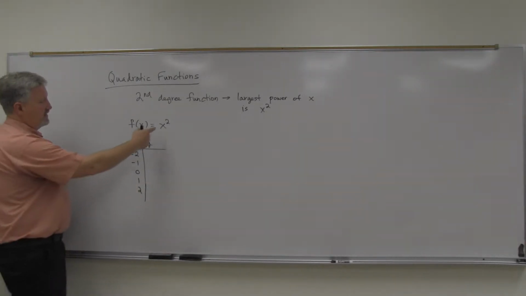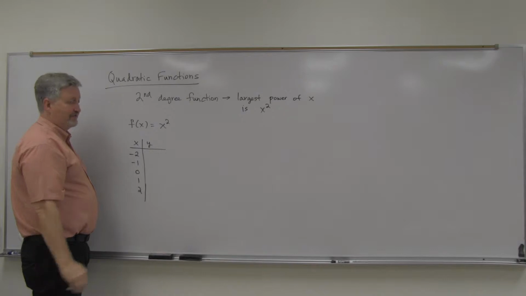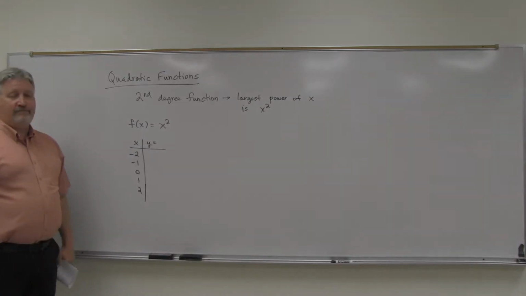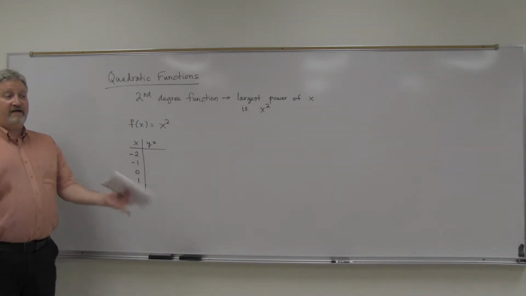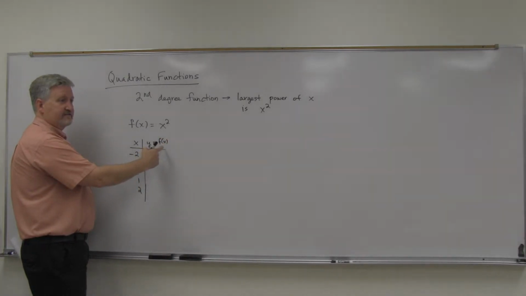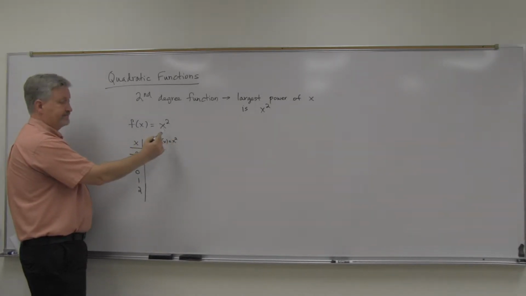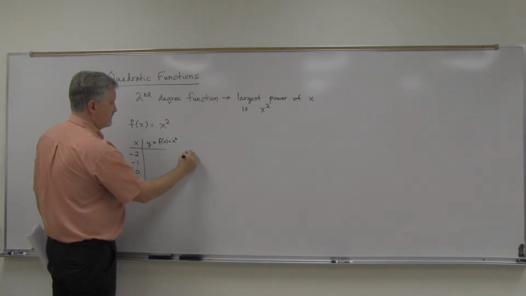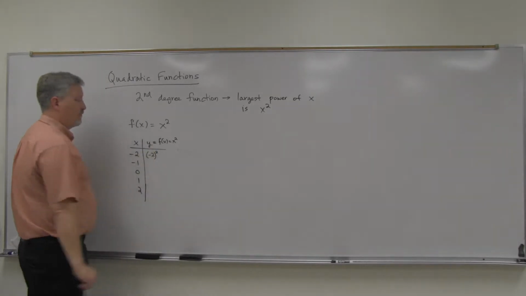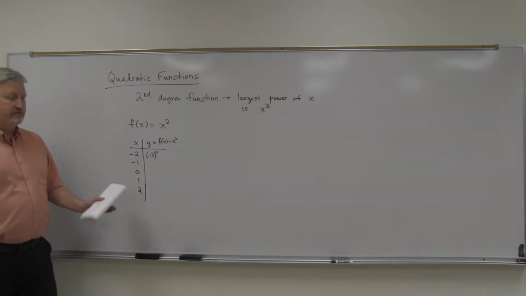Now, let's start with the hardest ones here. x is -2, and so y, well, we're calling this function f of x. y has been replaced by f of x, so y is just what f of x is, which is x squared. That's how I get the y value. I just plug in the x. So when x is -2, the y is just -2 squared, and when you square, of course, -2 times -2 is +4.